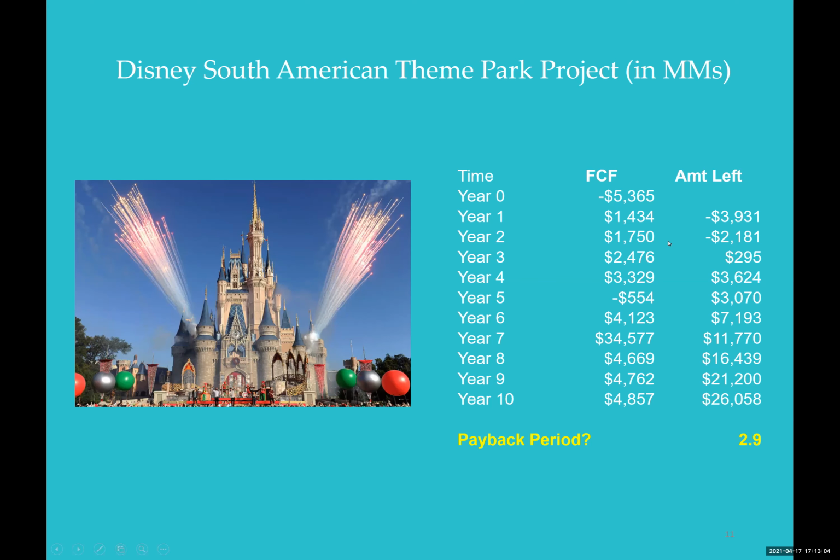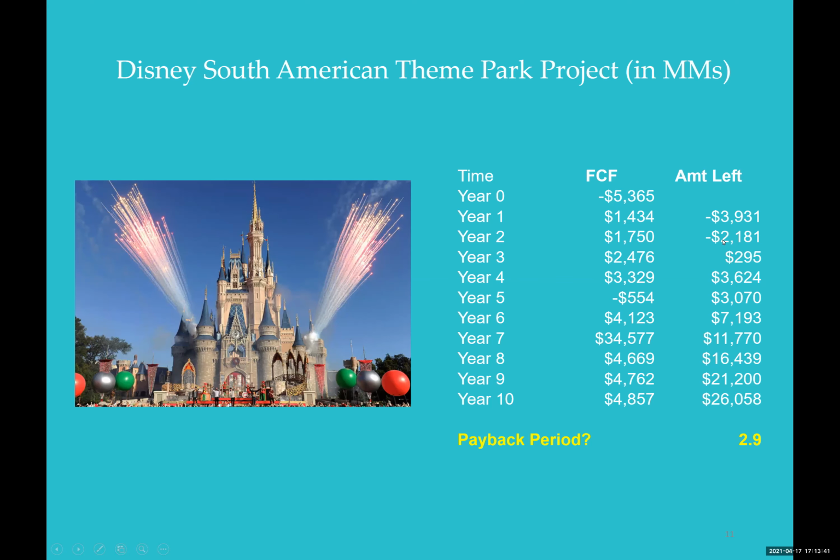Okay. And then I estimated how much Disney might expect in free cash flows. Notice in year 5, I said they might have a negative $554 million in free cash flow. So basically they would spend more than they would take in that year. Maybe in year 5, Disney says, you know what? We need to refresh the rides in the theme park. And so perhaps they close part of the theme park to create, develop, and install new rides. And so in year 5, they have a negative free cash flow. But the methodology is still the same.